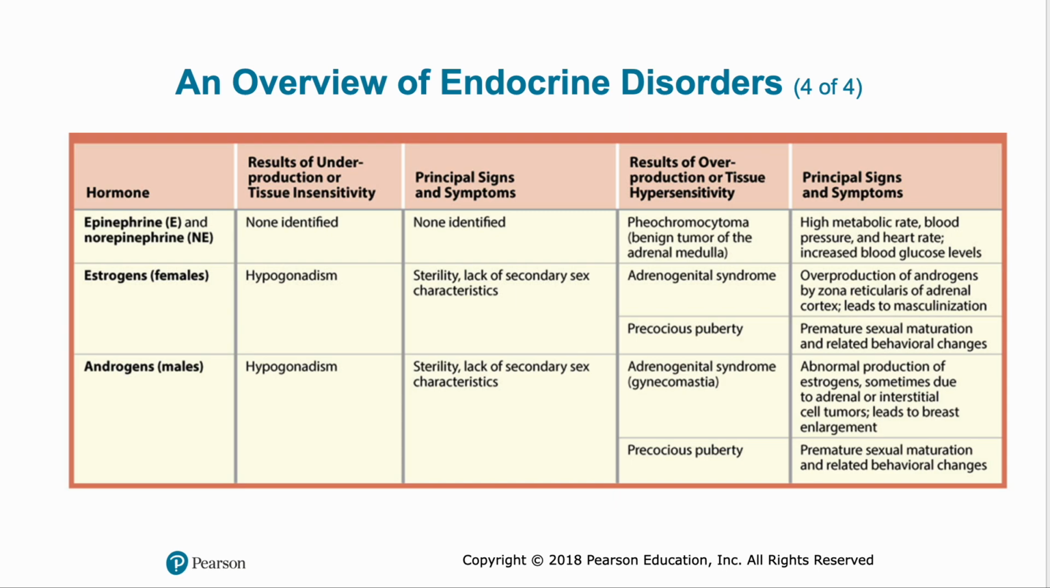And then just some other interesting ones here. If you, for example, have too much of any of the reproductive hormones, it can lead to precocious puberty, which is premature sexual maturation. So you enter puberty at a very young age. And of course, going the other way, if you have too little reproductive hormones, it can lead to infertility and a lack of secondary sex characteristics.